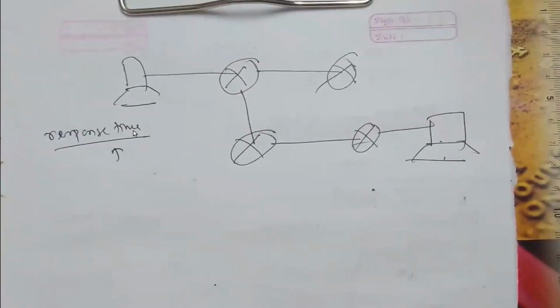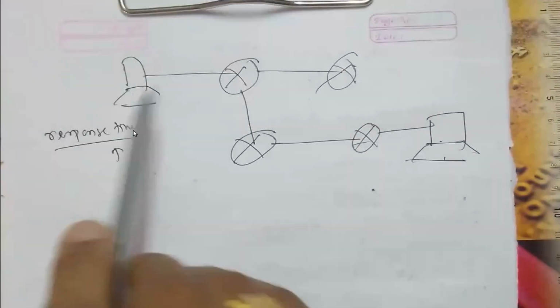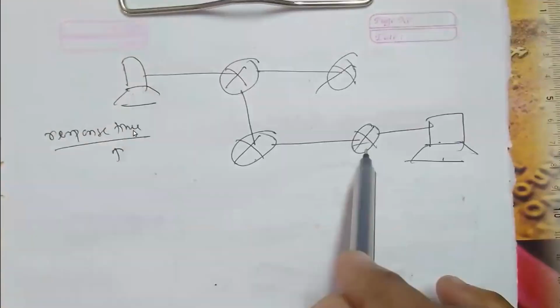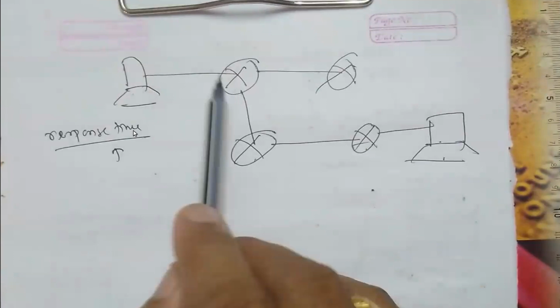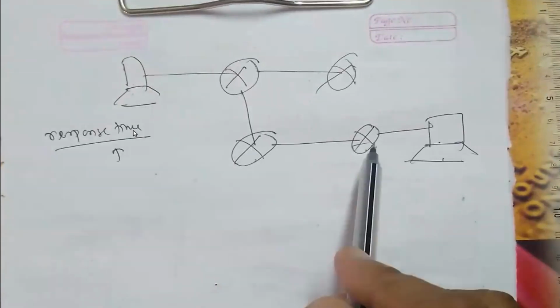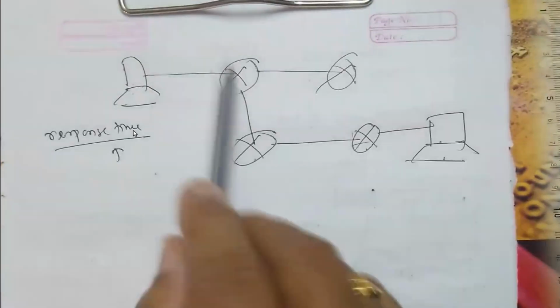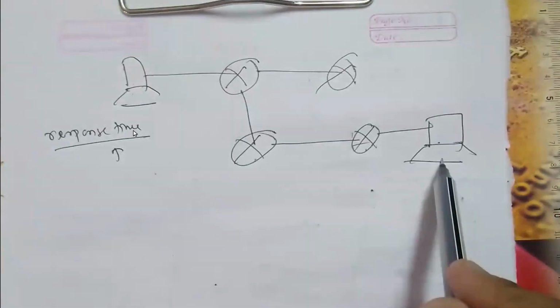Whenever you send a packet, it is the responsibility of the router to find the shortest path. You don't have to bother about it. That is the job of the router: to find the best path for routing your packet to the final destination. That always happens in the internet, and you don't have to bother about it.